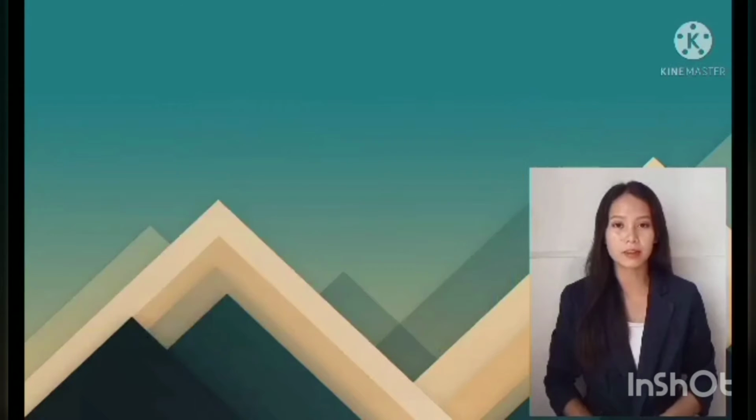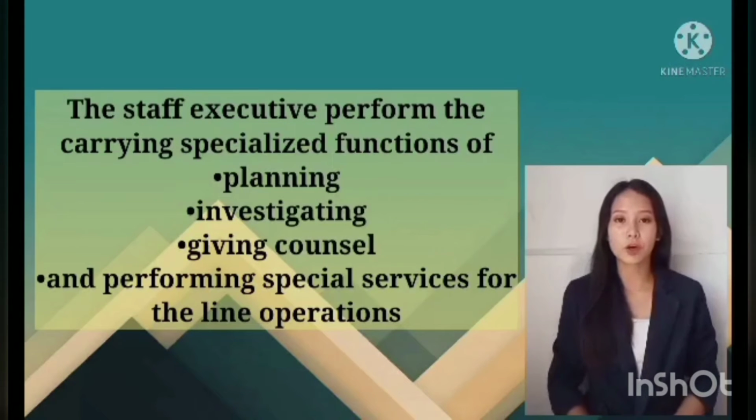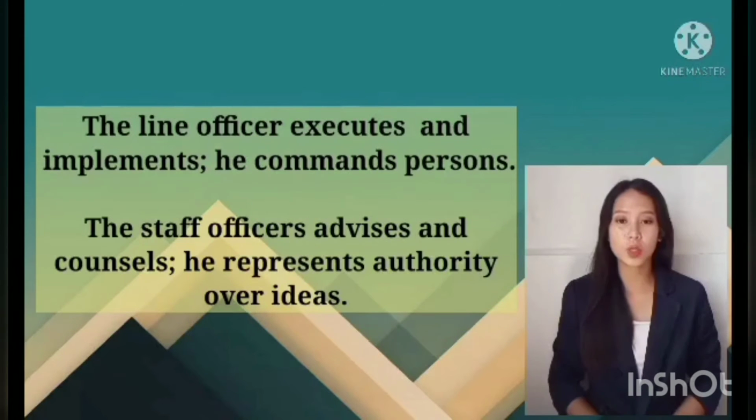objectives of the enterprise. The staff executives perform the specialized functions of planning, investigating, giving counsel, and performing special services for the line operation. The line officer executes and implements. He commands persons. The staff officer advises and counsels. He represents authority over ideas.